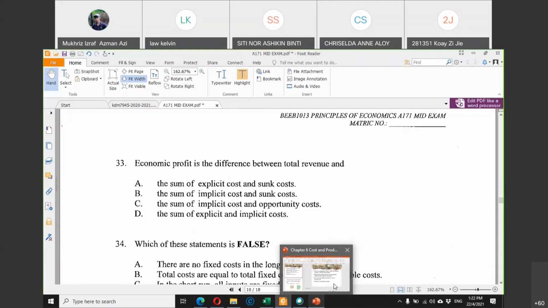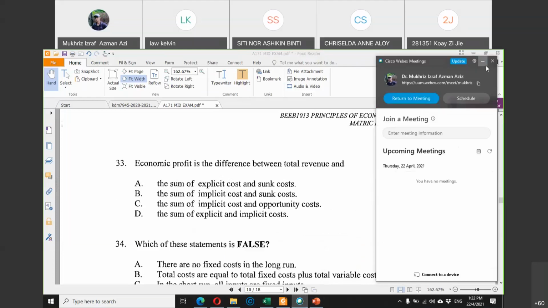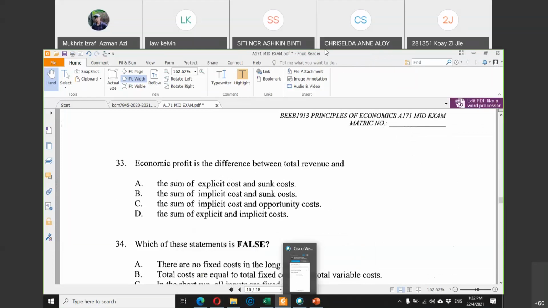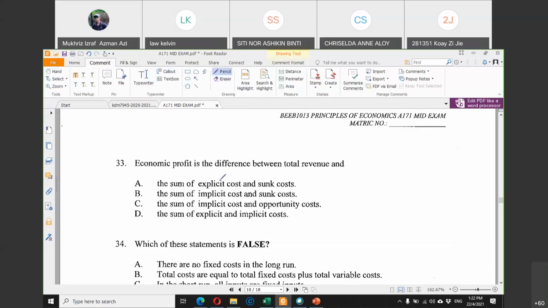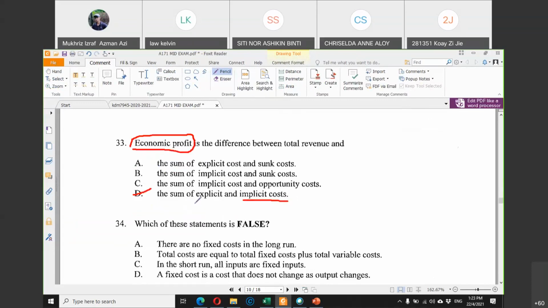We already discussed this one last Monday, and I also mentioned this part today. So what would be the answer for question 33? I think this question is pretty straightforward. The word economic profit means there are two types of profit, economic and accounting profit. For accounting, we only consider explicit cost. But for economic, we consider both explicit and implicit, which is the opportunity cost. So the answer should be D, as you all chose.